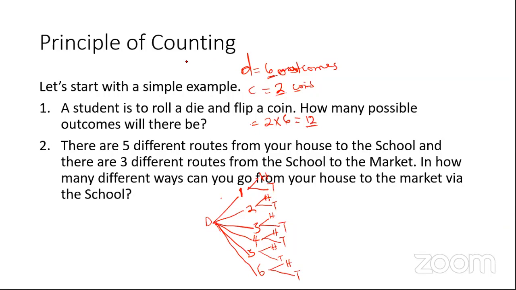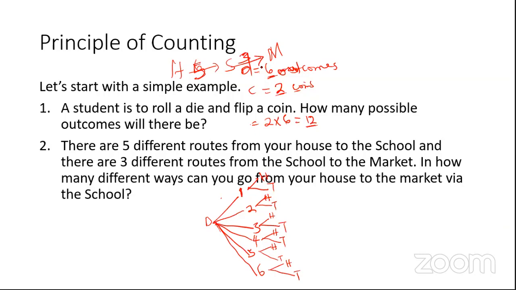Meaning that we may have 5 different routes from your house to the school. So from your house to the school, we have 5. And from the school to the market, we have 3.